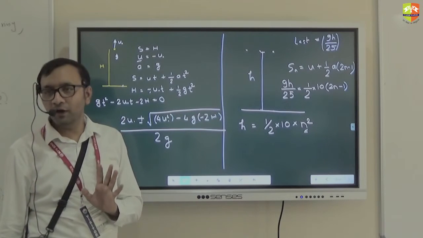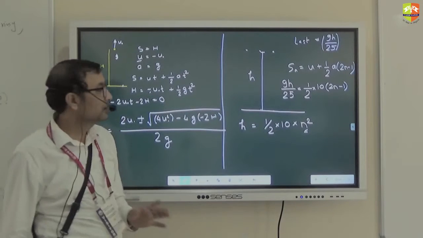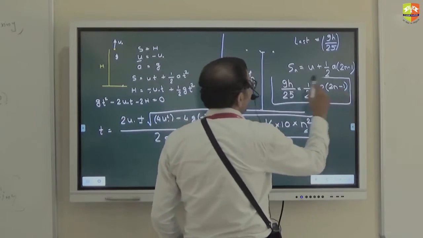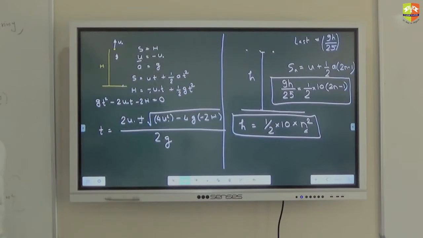Understood? All of you understood? Have you understood that there are these two equations? Now nothing left. Everything is written on the board. Yeah, got it? What's the final answer? 250 by 2, which is 125. 125 is the answer.